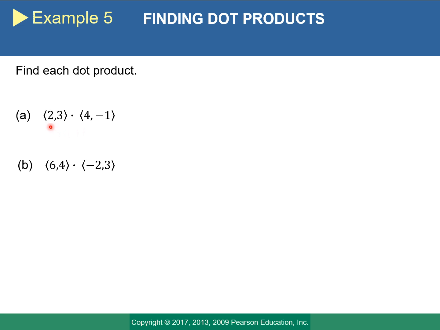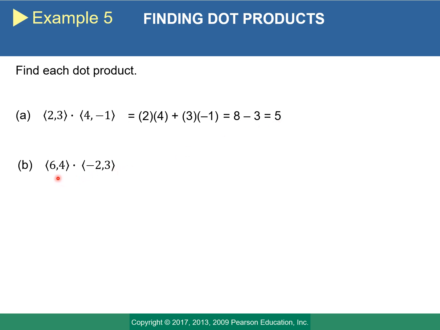So how this works is I take my 2 horizontal components and multiply them, and then I multiply my 2 vertical components and add that. So 2 times 4 plus 3 times negative 1. So multiply the horizontal components, multiply the vertical components, and add. And then notice we are going to just get a number. So the dot product is 5.